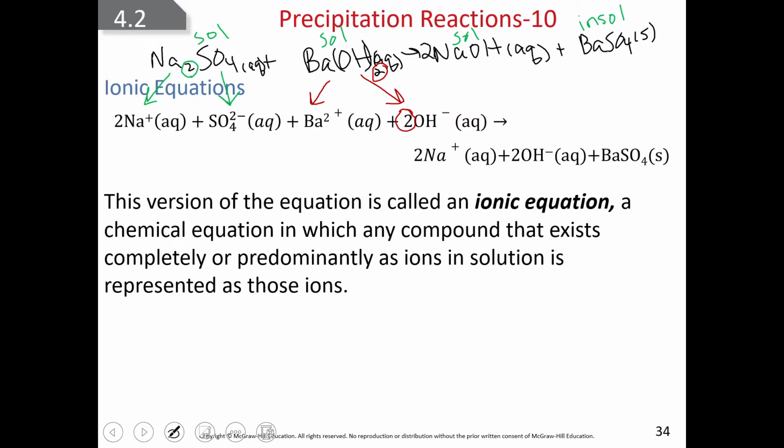All right. Then sodium hydroxide on the product side is also soluble. So it's going to break into its individual ions. Although there are no subscripts here, the 2 in front to balance this equation, the 2 NaOH, has to be taken into account because what that means is there are 2 sodiums and 2 hydroxides. And then finally, barium sulfate just stays as is. It is a solid, so it does not break apart. Okay, it stays in its own true entity.